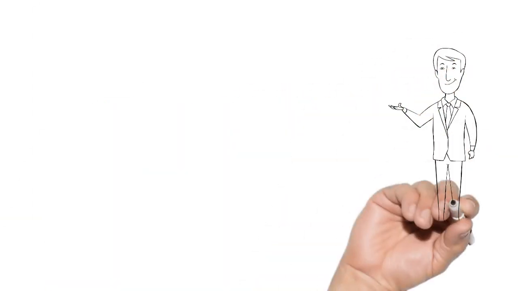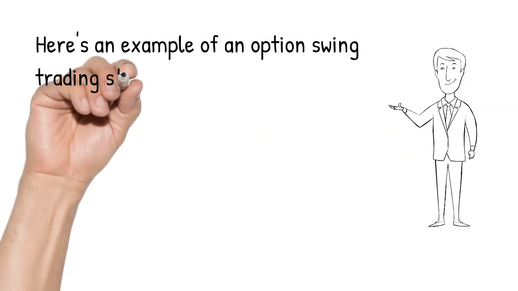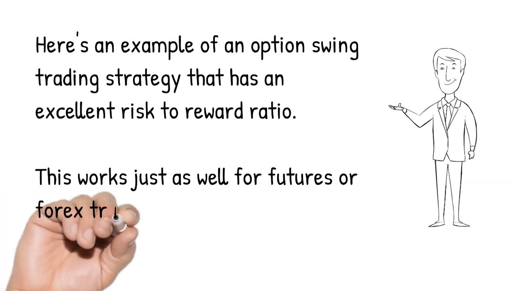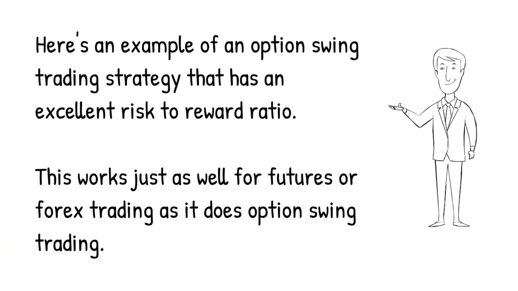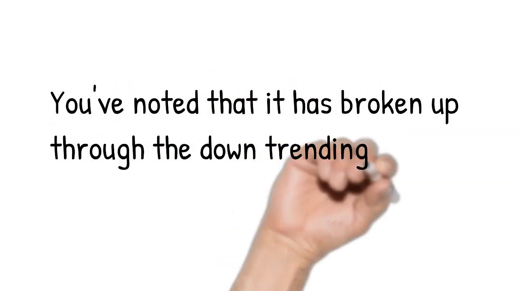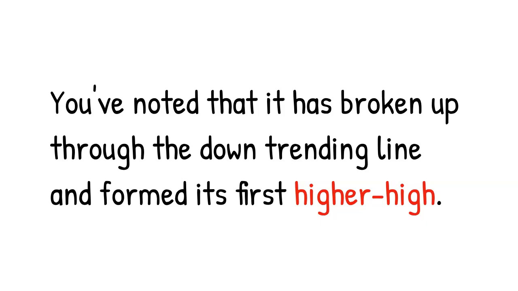Here's an example of an option swing trading strategy that has an excellent risk to reward ratio. This works just as well for futures or forex trading as it does for option swing trading. You observe that the trend has recently reversed from bearish to bullish. You've noted that it has broken up through the downtrending line and formed its first higher high.